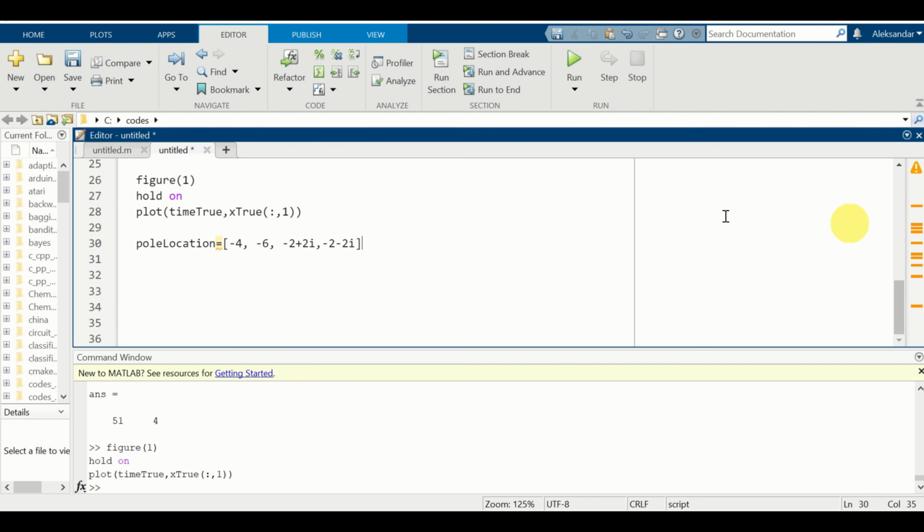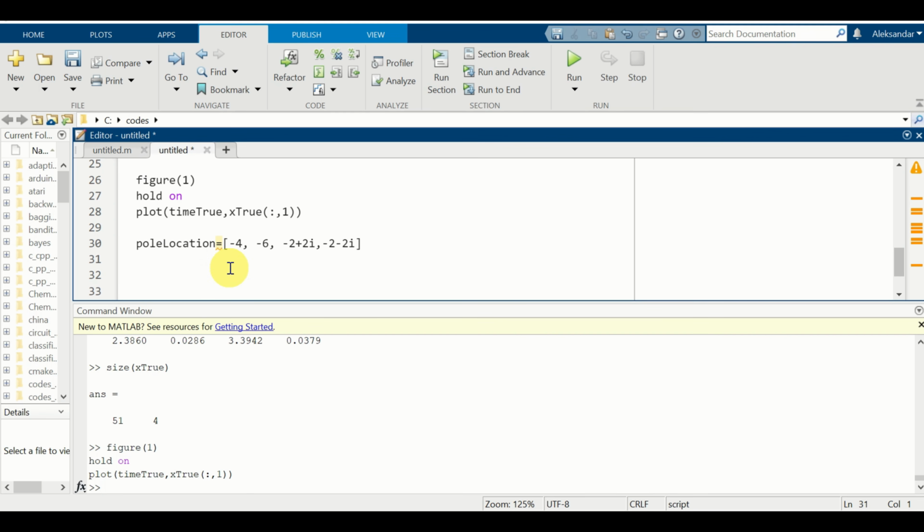Perfect. And note over here that all the poles are strictly in the left half of the complex plane. This is because we want to make sure that our system is asymptotically stable. So keep in mind that. The next step is to design the observer gain matrix L.